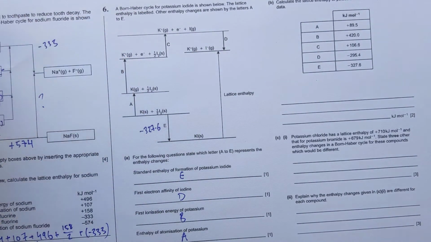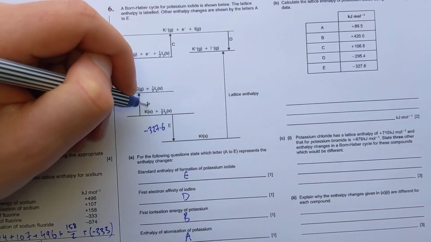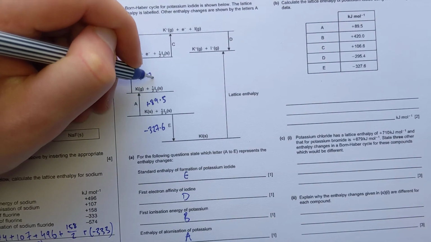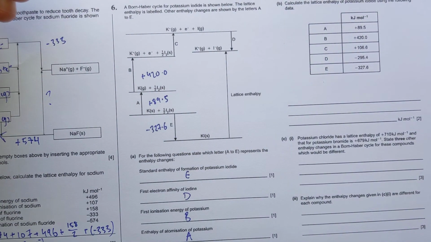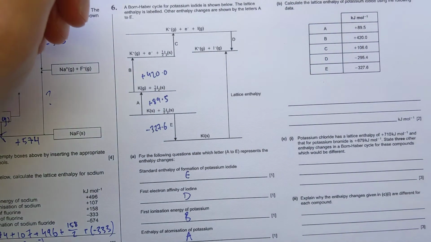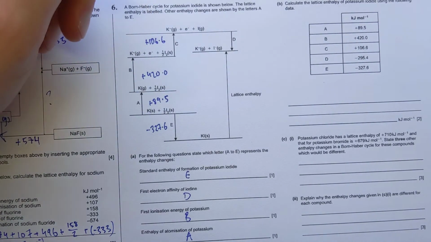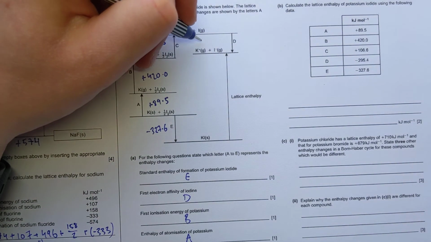We've got decimal places here for extra fun. A, your atomization of potassium is plus 89.5. B, which is your first ionization energy, is plus 420.0. C, which is your atomization of iodine, plus 106.6. Final step, your electron affinity of iodine is going to be minus 327.6.